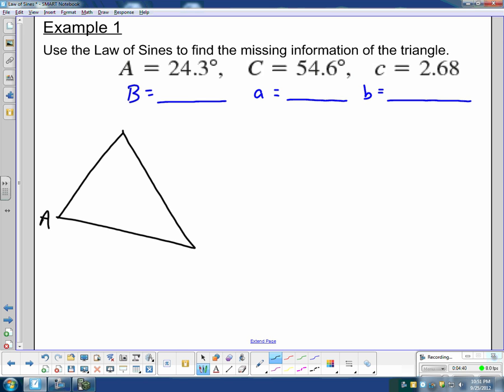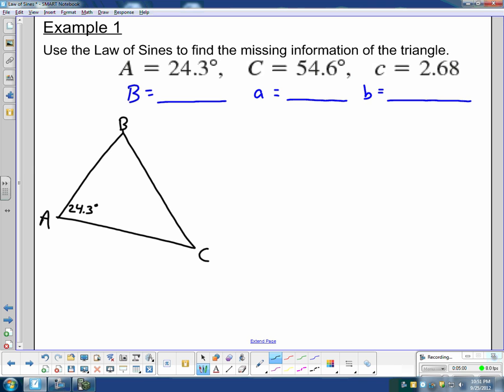So I'm going to label my angles. Here's angle A, angle B, angle C. Again, the order of that doesn't matter. The reason we're doing this is that I want to put in the information that was given to us. The information that was given to us was angle A. We know that angle A is 24.3 degrees.